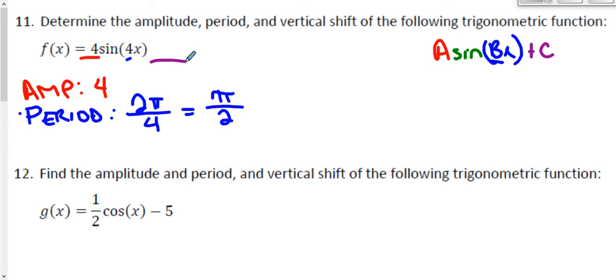Last but not least, we're looking for the vertical shift. And in this case, the vertical shift is the number being added or subtracted at the end. And we don't have one of those, so we have none. And that one's all done.